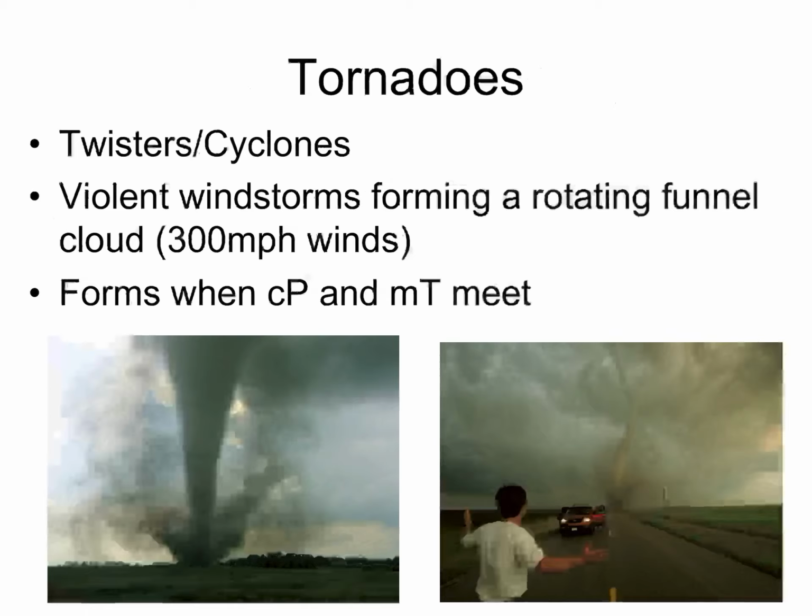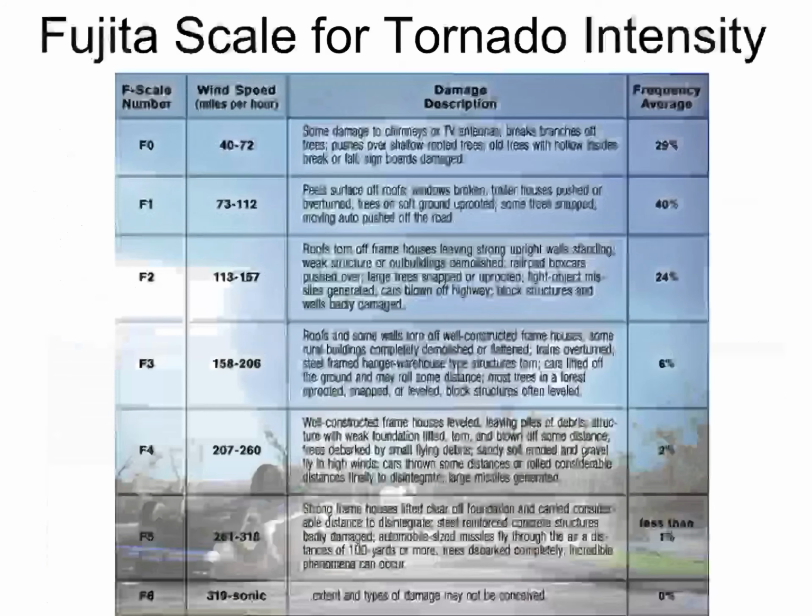Next, tornadoes, another low pressure system. Remember, we're talking storms today. We just did thunderstorms. We're doing tornadoes. We're going to do hurricanes after that. All storms, all low pressure, right? So tornadoes or cyclones. You got your fast, violent winds that are making that funnel cloud. These are going 300 miles per hour. That's pretty intense winds, right? Forms when you got your continental polar meeting your maritime tropical, and they start rolling on each other horizontally, and then they stand up and they form their cyclone funnel cloud.